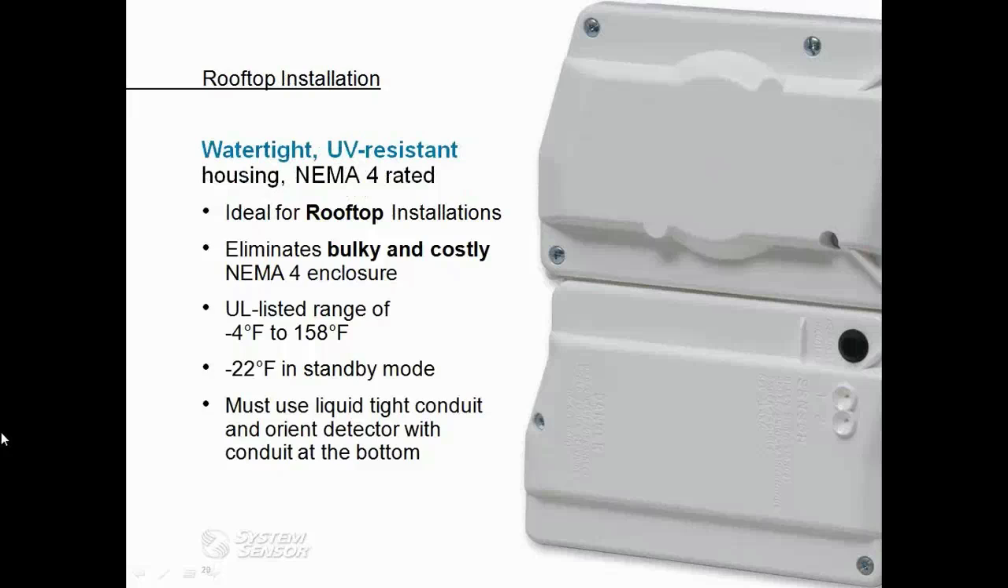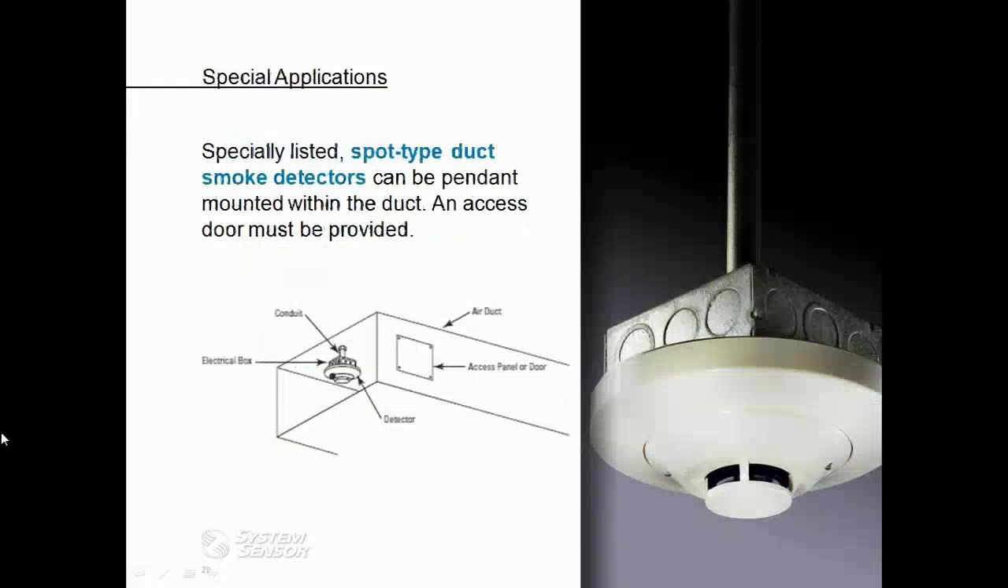When installing a watertight duct smoke detector, it's also important to use outdoor liquid-tight fittings. Those have to be used no matter what when they're installed outside. And then also, we recommend that those conduit openings, when you install the detector, be on the bottom of the detector, just as another safeguard to ensure that water won't get in through those conduit openings.